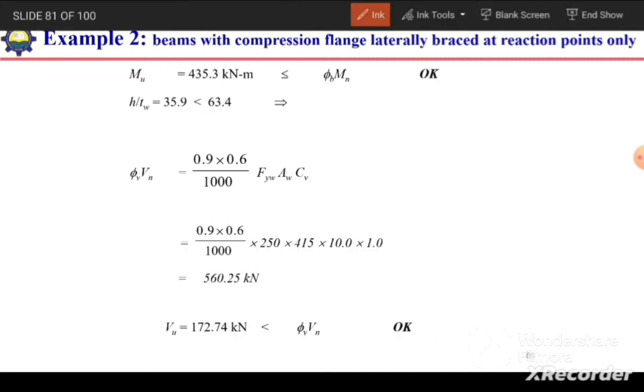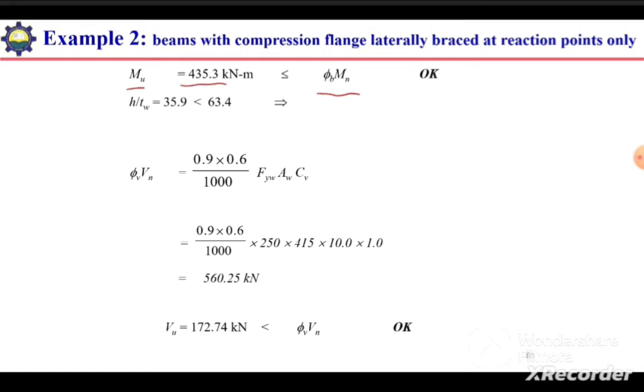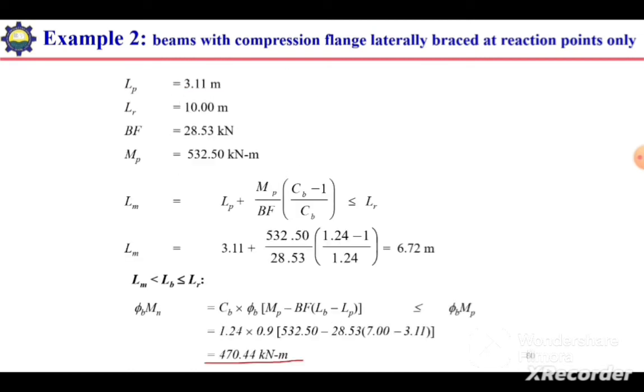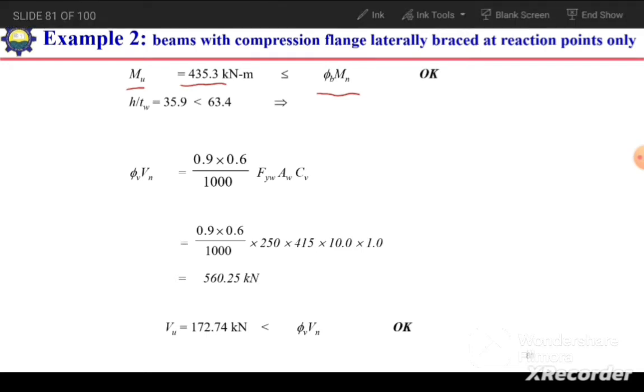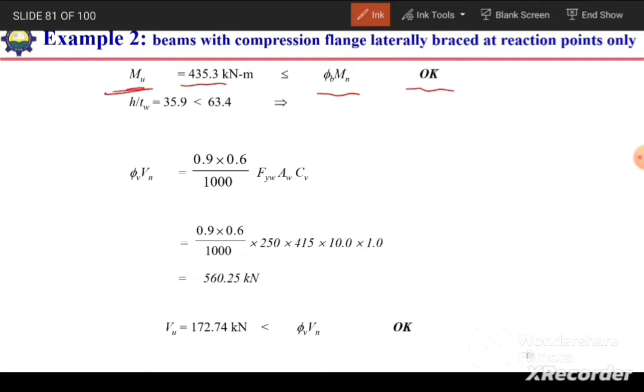So now we need to compare the capacity φMn with the applied bending moment, which is 435.4 kilonewton meter. This 470 is more than this 435, so it means our selected section has sufficient capacity to resist the applied bending moment. After that we need to apply the shear check, and for that we need to see whether h over tw, which is 35.9 for our selected section, should be less than 63.4.